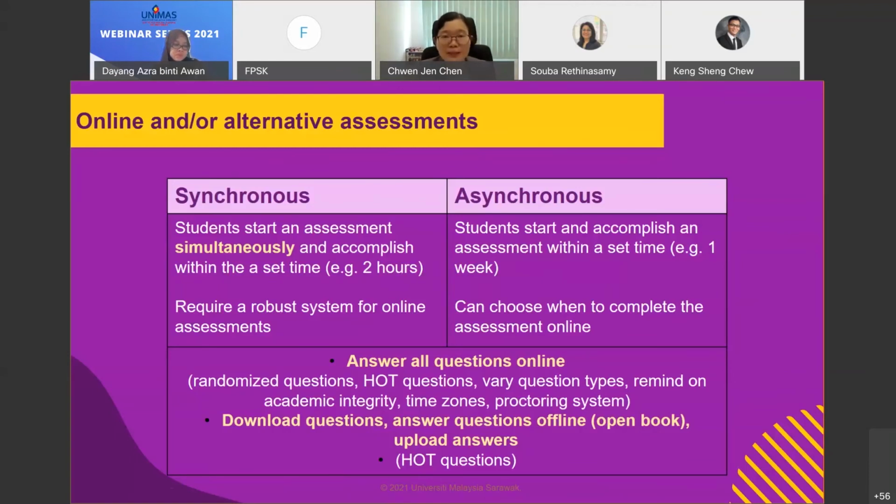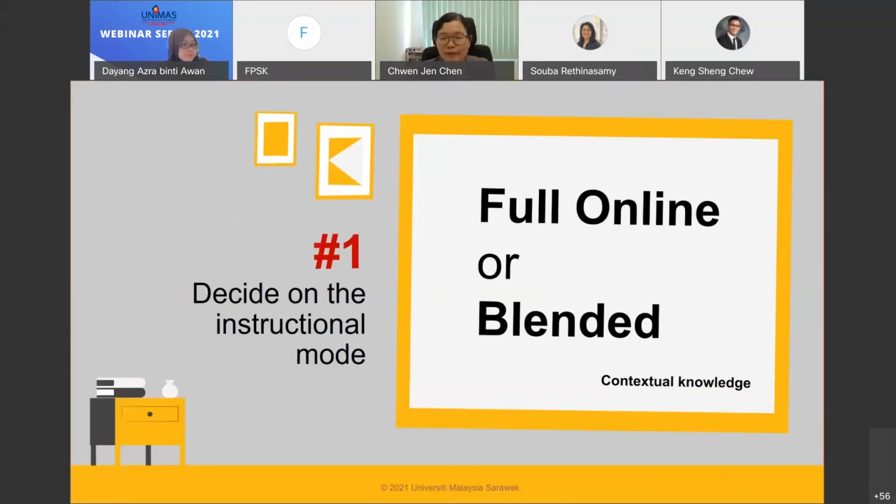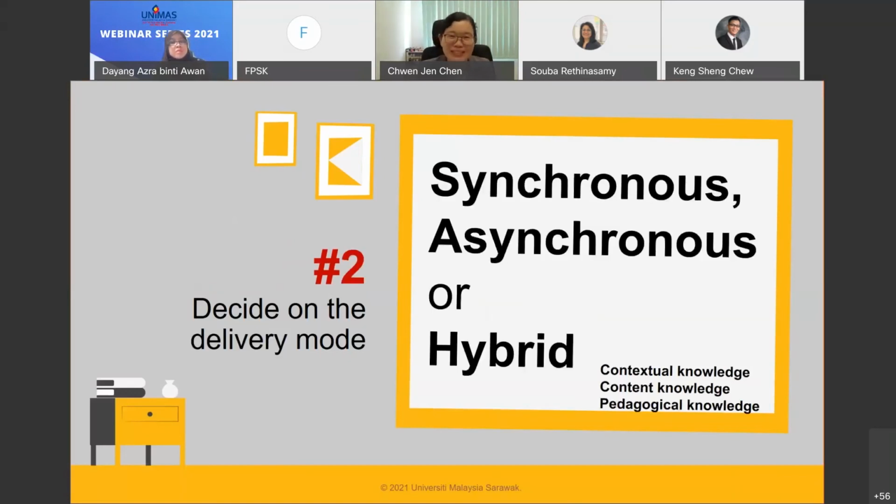All right. So basically, the key takeaways for today's sharing, I'm talking about 7 points here. Firstly, you want to start with your online learning design. You want to create something that is engaging. Firstly, you have to decide on your instructional mode. This decision may be from you, maybe not from you. Maybe it's decided by us, by another authority.